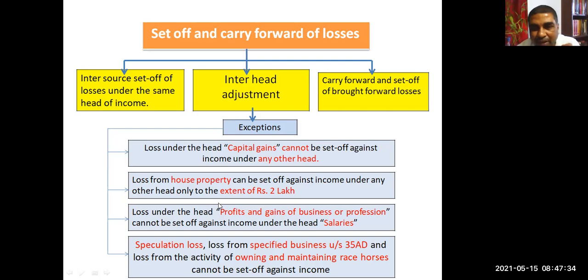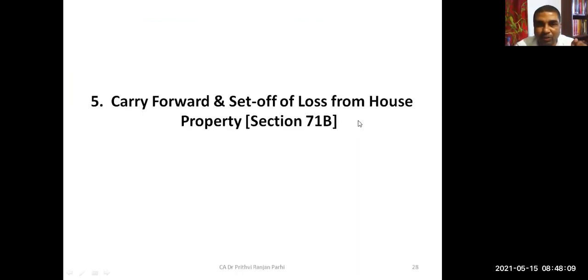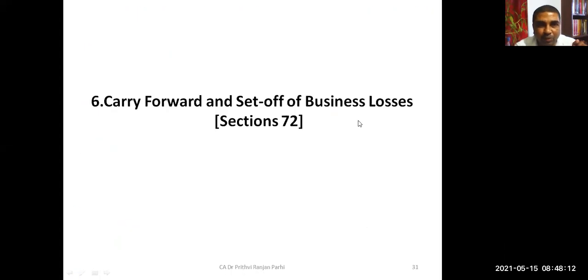Then one more exception, that loss under the head PGBP cannot be set off against salaries. Then also we know speculation loss, losses from specified businesses mentioned under Section 35AD, and losses from the activities of owning and maintaining resources also cannot be set off under interhead adjustment. These are the exceptions. I showed you just now 4 exceptions here, and here also I showed you 4 exceptions. Now the last part is carry forward and set off of brought forward losses. There also we'll be seeing around 7 exceptions. Let me show you that. All these points we have discussed in detail.